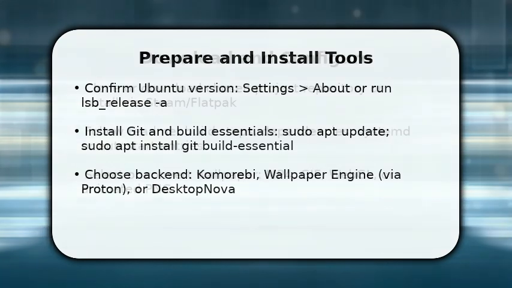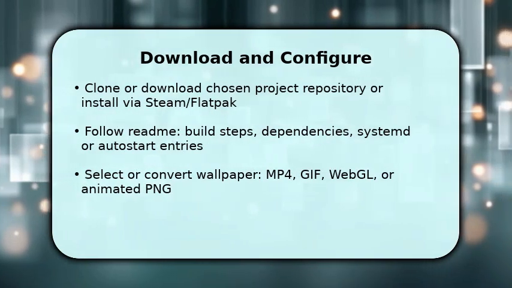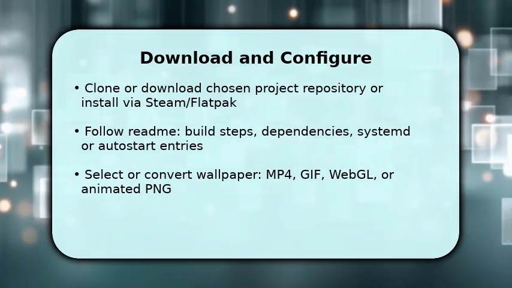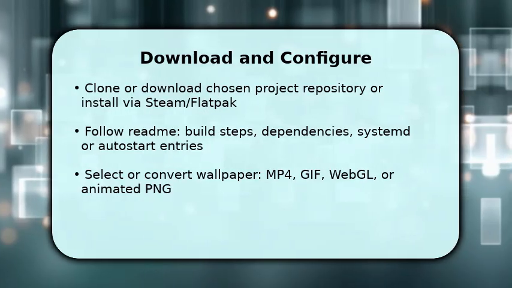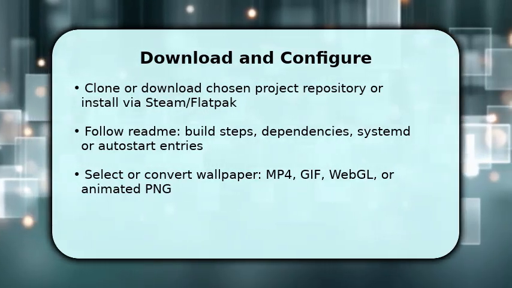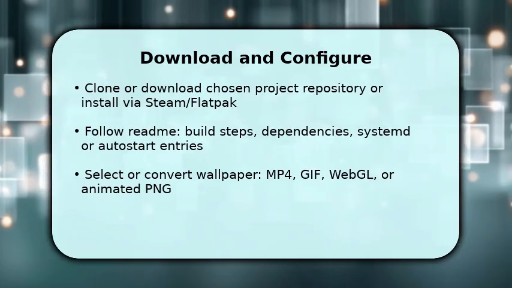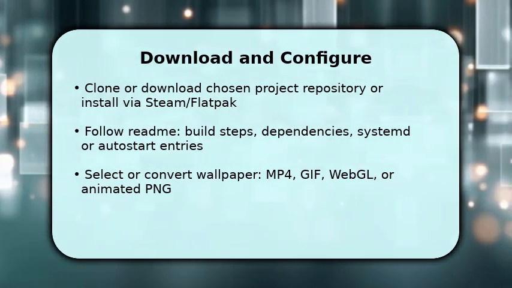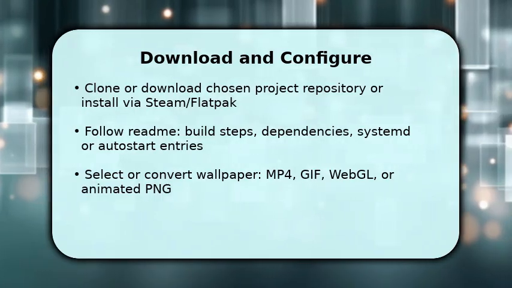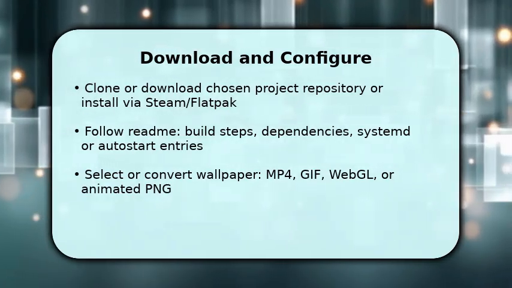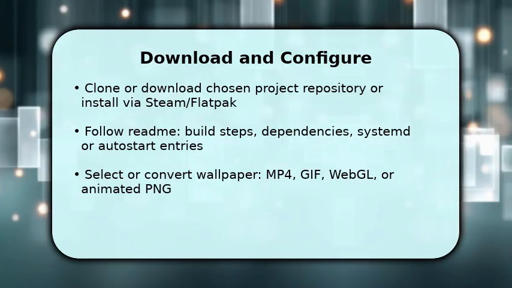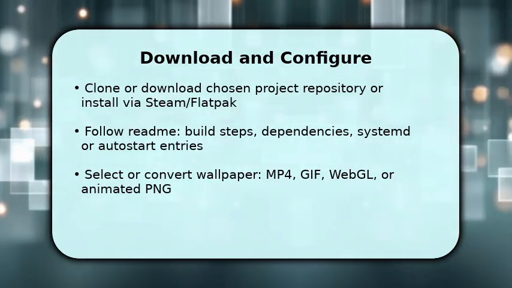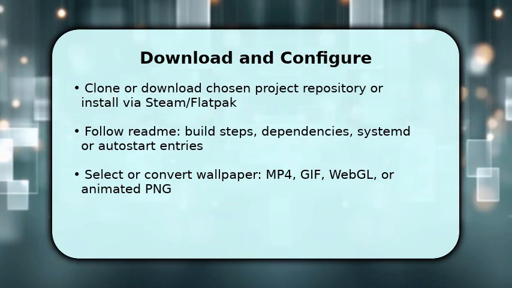Once you have the tool chosen, grab its files. Git clone the repo or install from Steam/Flatpak. Then follow the project README step by step. Install any libraries, run build scripts, and create a systemd user service or auto-start desktop entry so the wallpaper persists at login. You should also prepare your wallpaper assets. Convert formats if needed and test playback. Doing this lets you resolve codec or permission issues early and ensures smooth startup behavior.